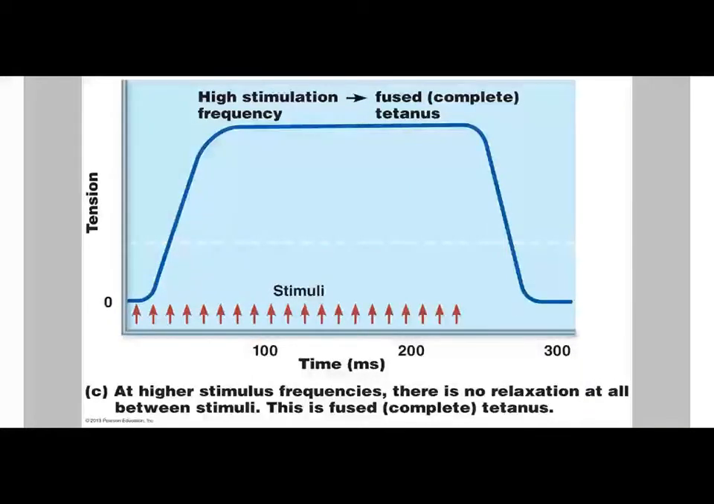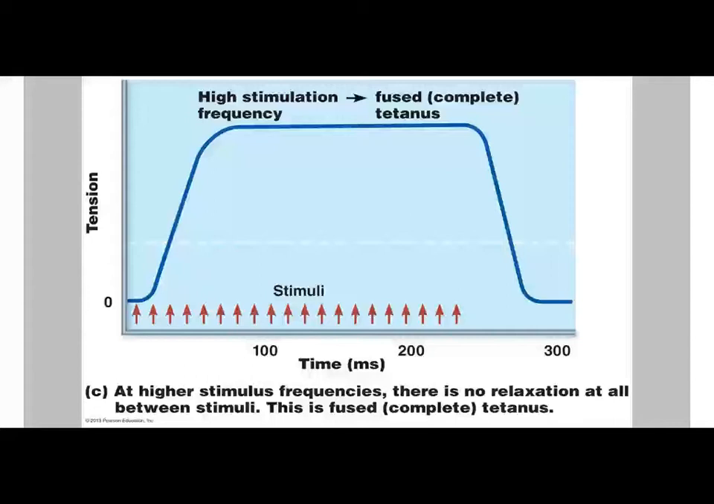But if the stimuli come really fast, if the stimuli are like we see here, each stimulus arising before the muscle has any chance to relax at all, instead of that kind of wavy line like we saw before, we get something that looks like this graph. The muscle contracts very strongly and stays contracted until the stimuli stop, and then it goes back to its resting length. This is called fused tetanus or complete tetanus.